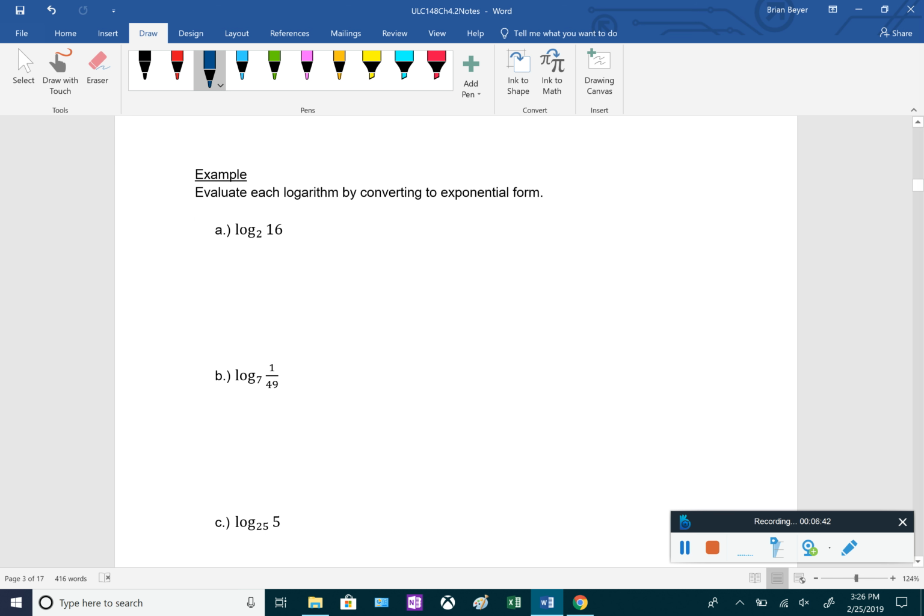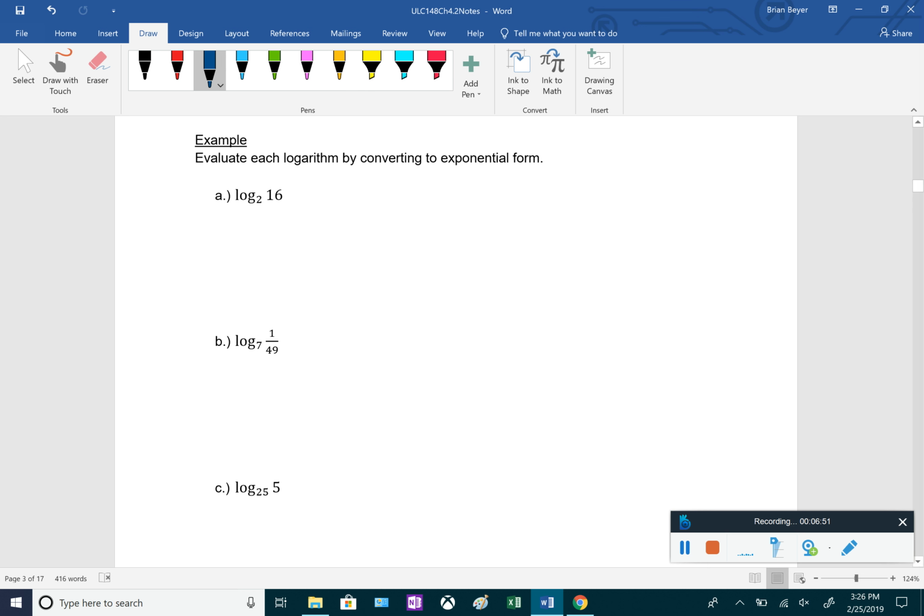Okay, so let's work on evaluating these by converting them into exponential form. There's going to be multiple ways that we actually can evaluate logarithms when the base is a number and the input's a number. One way is obviously this way, so let's convert these to exponential form. For a, we have log base 2 of 16. What we're going to need to do here is kind of pull a little bit of a trick. We're going to say this is equal to x. We're going to say it's equal to something, and we're trying to figure out what that something is.